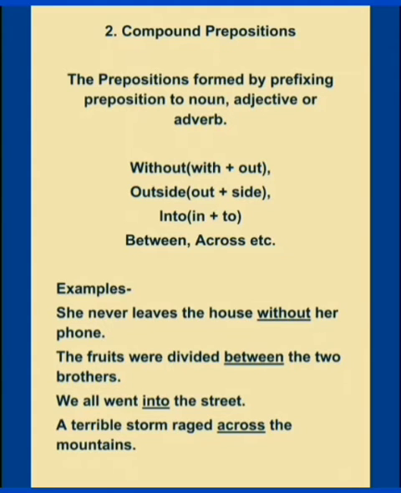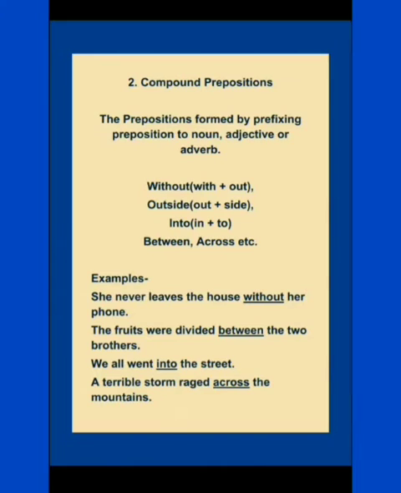Now, how are they used in a sentence? She never leaves the house without her phone. Without is telling you that she always takes her phone whenever she goes out of the house. The fruits were divided between the 2 brothers. Here, 2 brothers are there, so the fruits have to be divided between them. We all went where? We all went into the street. A terrible storm raged across the mountains. Where did the terrible storm rage? Across the mountains. So these were the compound prepositions.